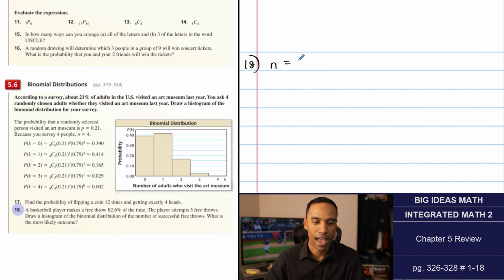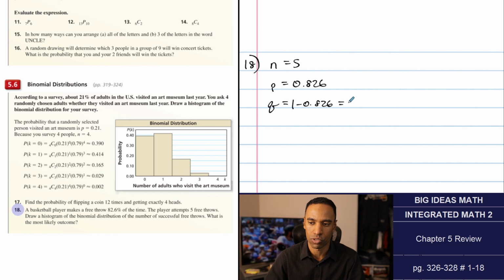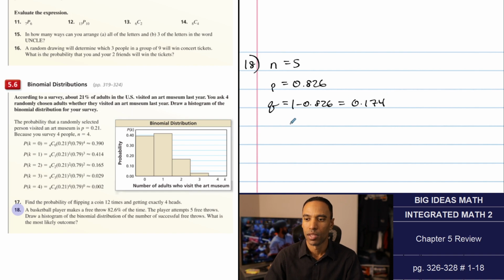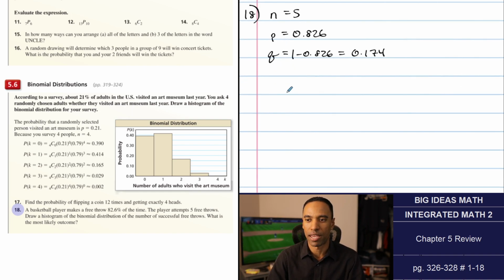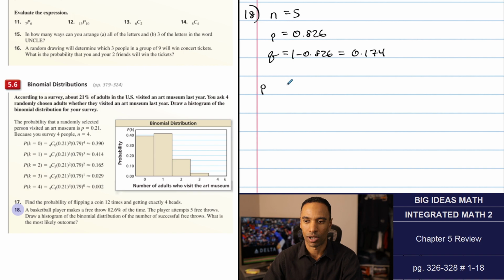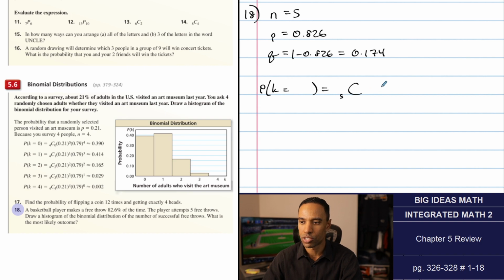So 5 free throws. Probability of success is 0.826. Probability of failure is 1 minus 0.826, which is 0.174, I think. I hope. And we're basically going to do a breakdown of all of these. Here's the template I'm going to use. I should have always done this each time. Probability of K equals this is 5 choose something times 0.826 to that something times 0.174 to that something.